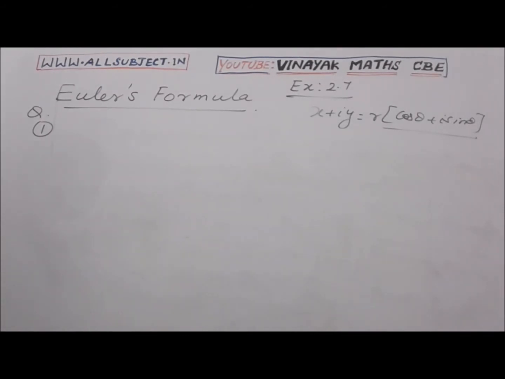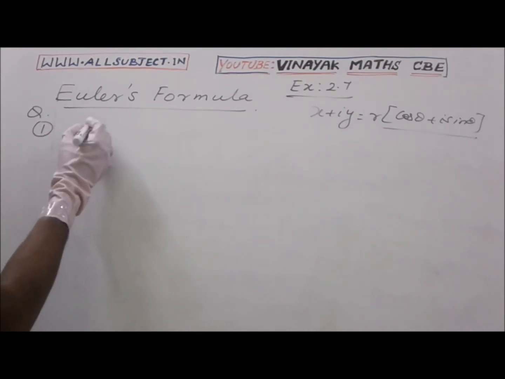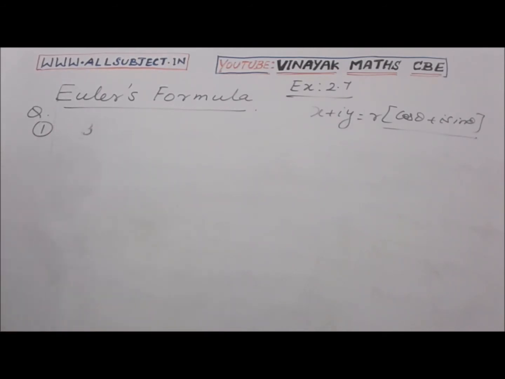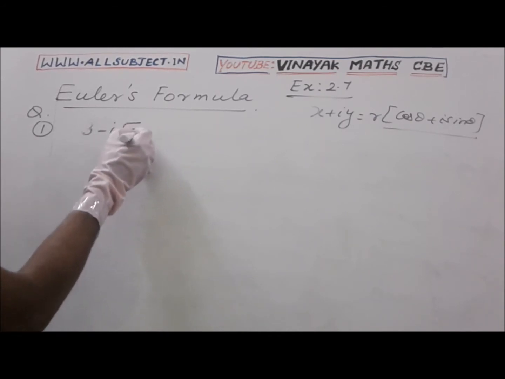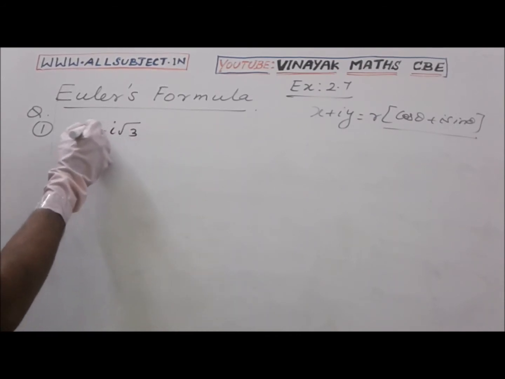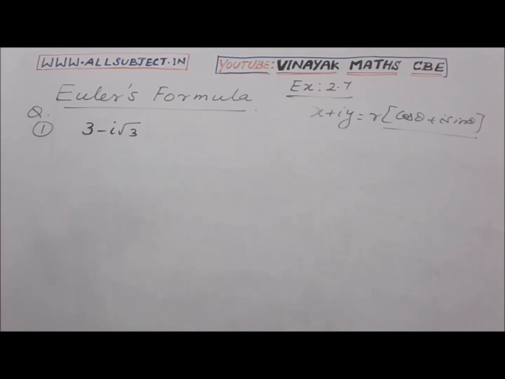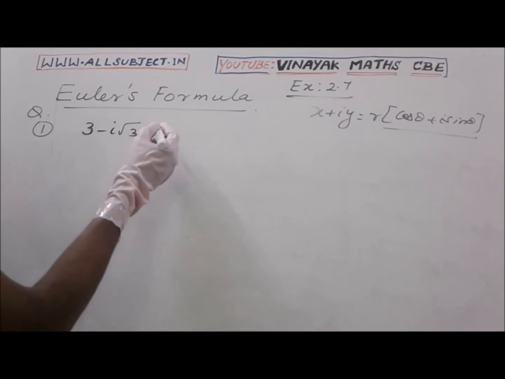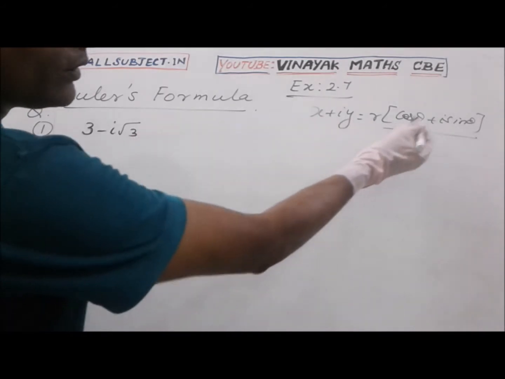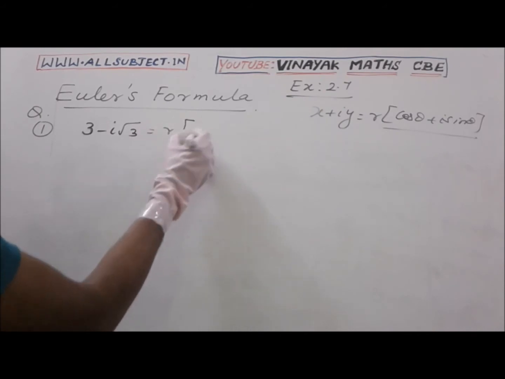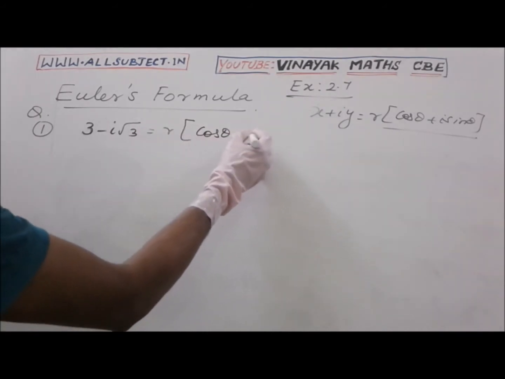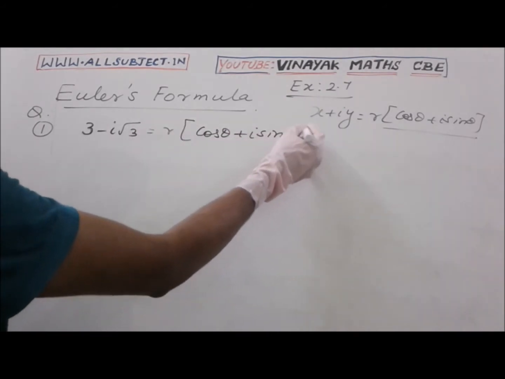Question number 1, subdivision number 2. Write in polar form 3 minus i root 3. Write in polar form 3 minus i root 3 is given. So polar form of a complex number x plus iy equal to r into cos theta plus i sin theta.